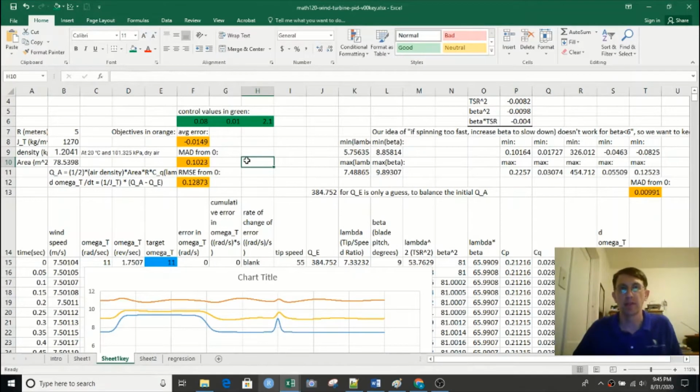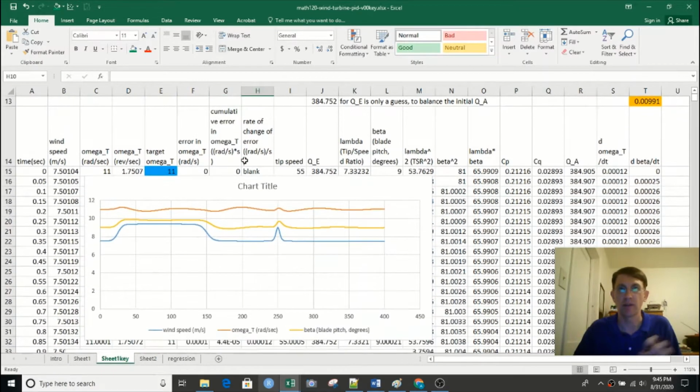This spreadsheet is a simulation of operating one of those big power generating wind turbines. For some of them, you want to keep them near a constant speed even when the wind is speeding up and slowing down, because it works better with the power grid that way.